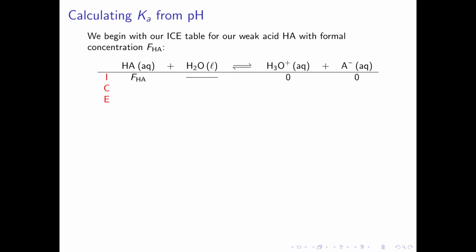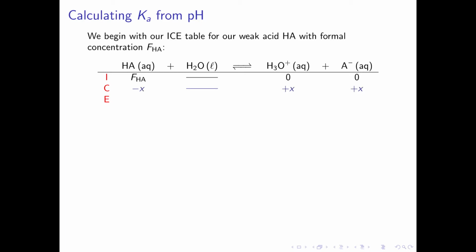As before, we begin with our ICE table for our weak acid HA, which has a formal concentration of F sub HA. We begin with our initial conditions. Our initial concentration of HA is just the formal concentration, and we assume that we begin with 0 molar of H3O plus and A minus. As always, because water is a pure liquid, we ignore it in our ICE table.